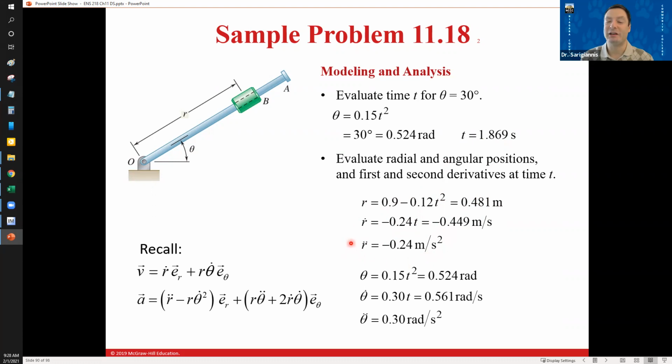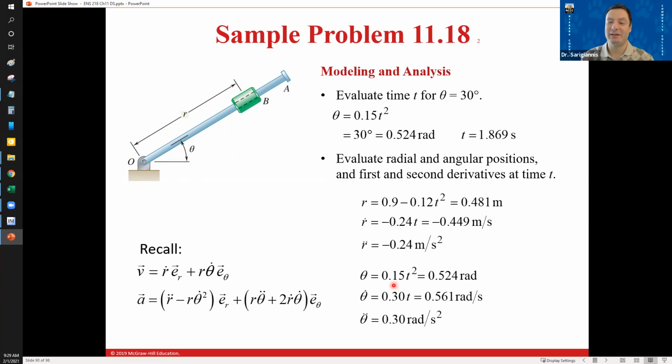So this is experiencing a constant negative acceleration. Notice here with r, negative indicates towards the origin, towards the center of that radius of rotation. So just be aware, when you see a negative, if you want to get rid of that negative, you just draw an arrow pointing in the direction of the motion.